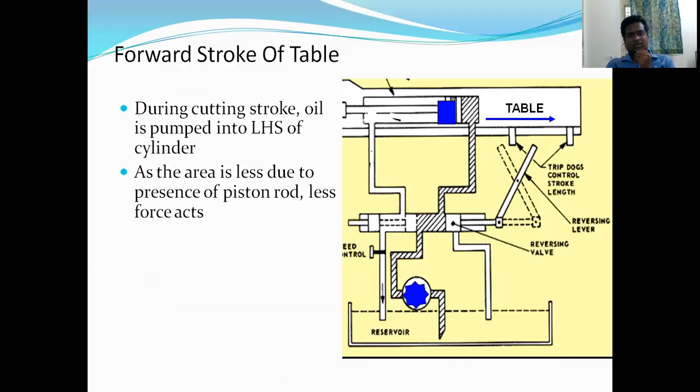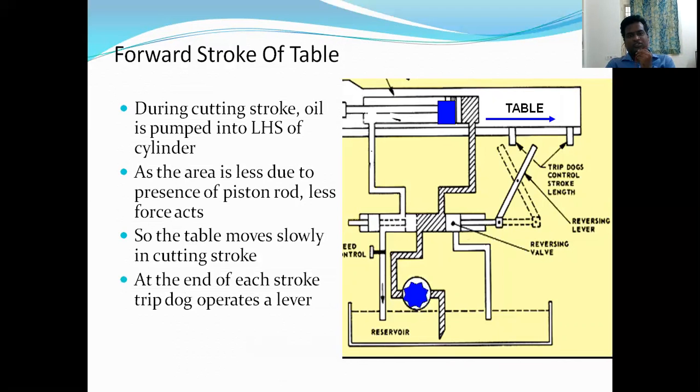The area is less due to presence of piston rod. Here, what happens? The area is reduced because of the presence of piston rod. Less force acts on the piston. Okay, so the table moves slowly in cutting stroke. The less force is acted on the piston, so for this reason, the table is moving slowly in cutting stroke.